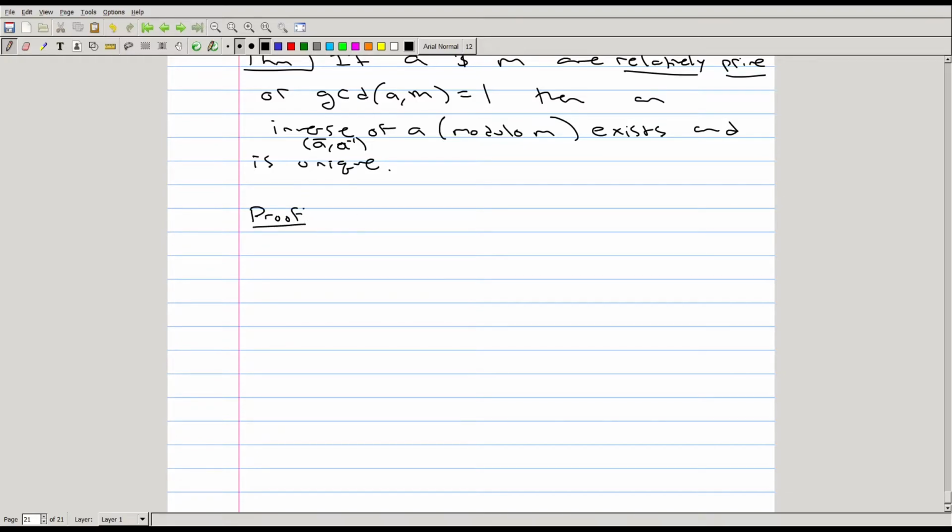And the proof of this is directly due to the Bezout theorem. So from the Bezout theorem, we have that there exist integers s and t such that s times a plus t times m is equal to the GCD of a and m, which is assumed to be 1.